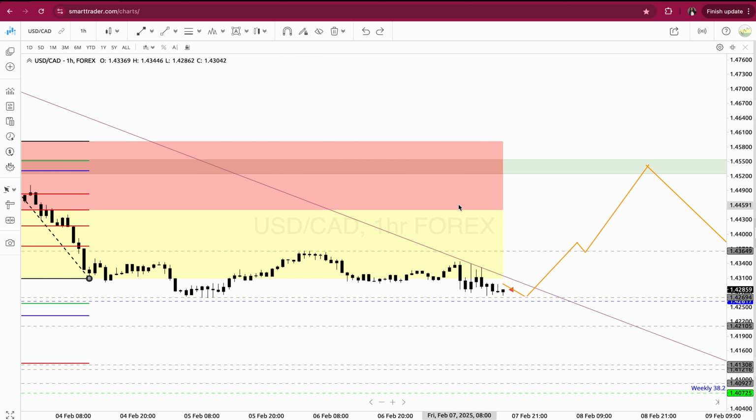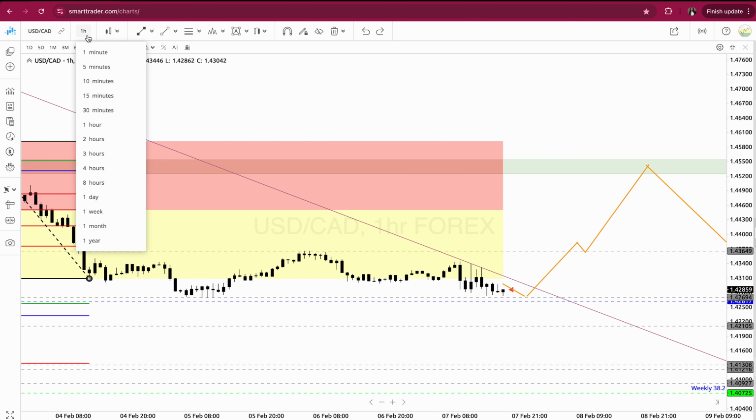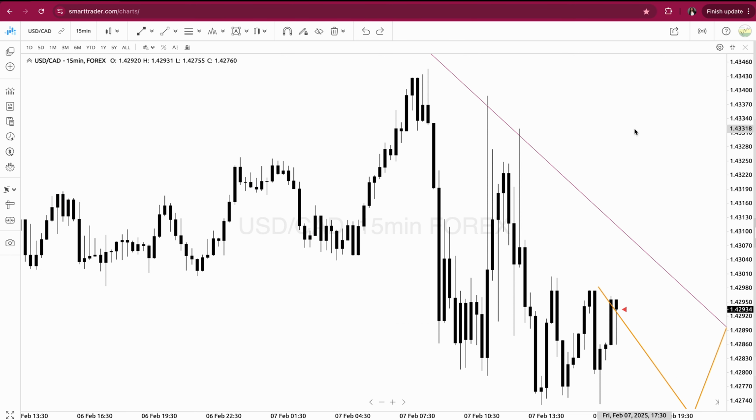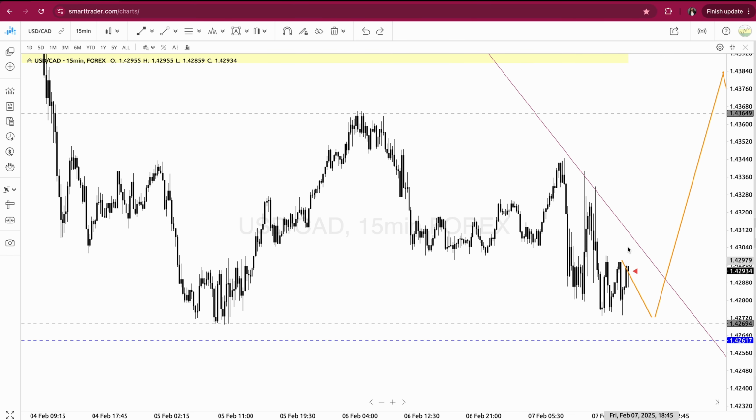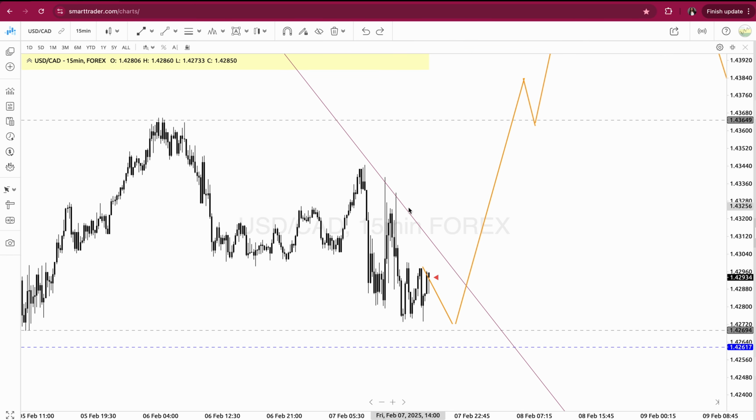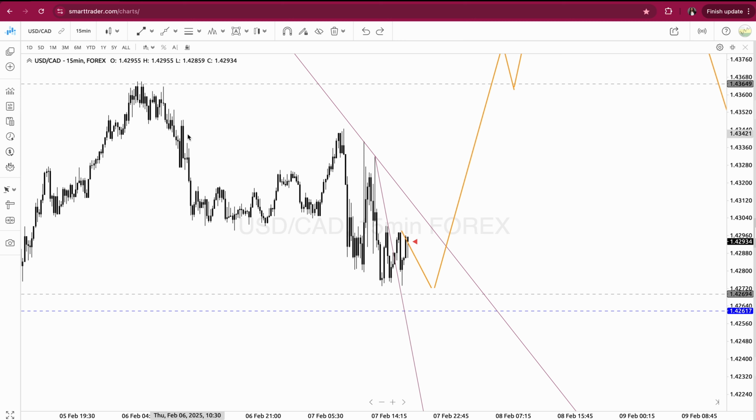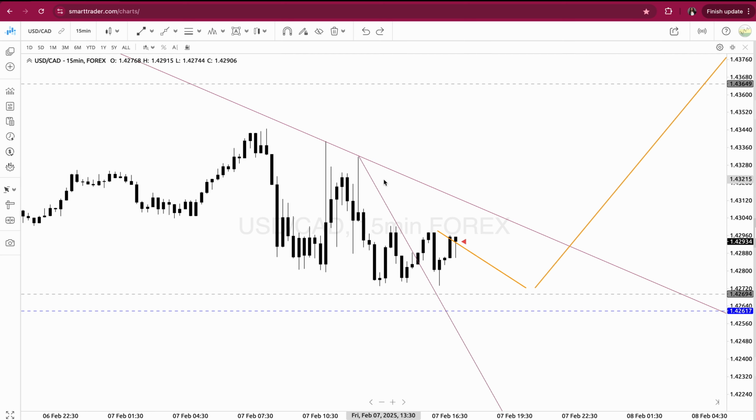So I'm going to drill down. This is the hour chart. I'm going to go to the 15, and we'll adjust this. And then I'm going to draw my ray. I don't like the way that looks, but it looks like it's right. I'm going to get the smart trend line to test. Nope, it's not given to me. That's what I said, I don't like the way that looks.